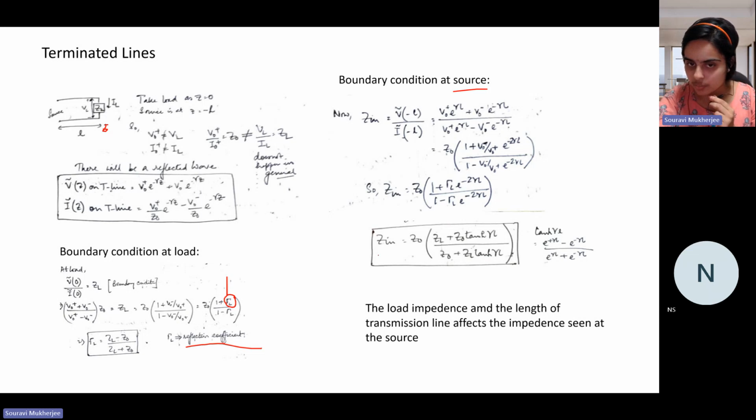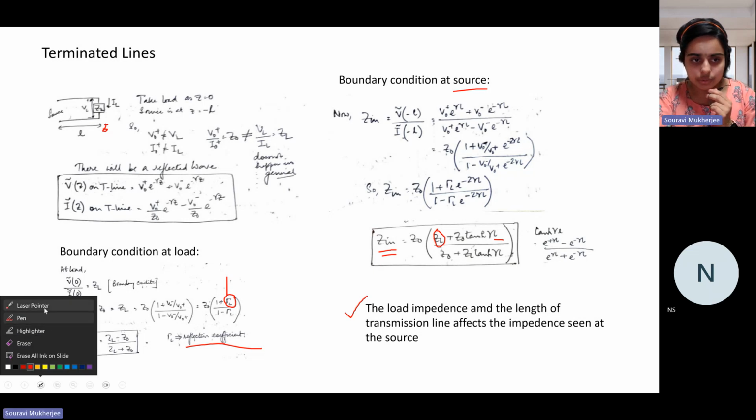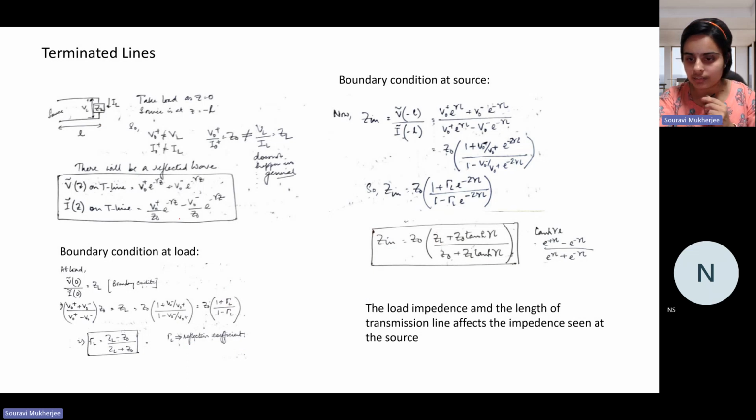So this is interesting because what this tells you is this is the impedance at the incident site, right? This is how the impedance looks somewhere here. But that impedance value is dependent on the load impedance, and that is also dependent on the length of your connecting lines. So the load impedance and the length of the transmission line affect the impedance that is seen at the source. This is a very important observation, a very important fact. Okay, so this is what happens when you have this kind of terminated line.